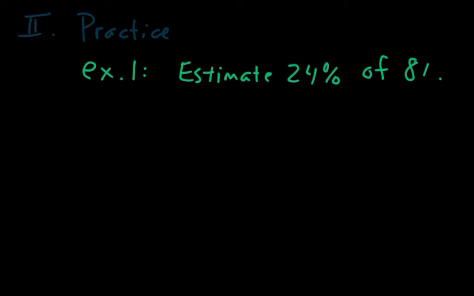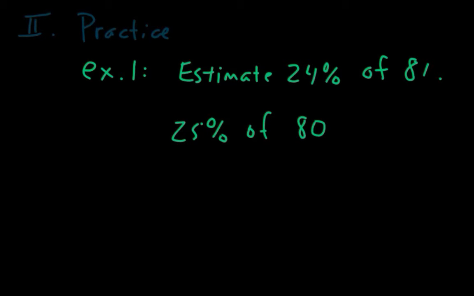Let's do a couple of these. I'm going to say my first example. Estimate 24% of 81. So 24% is... Well, I guess, what would you do? Yeah, 25 is going to be a whole lot easier. If I say 25%, 25% of 81 is still going to be a little bit tough. You might want to say, I think I heard somebody, 25% of 80.